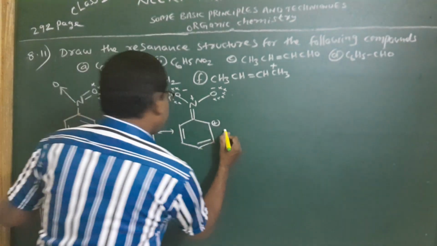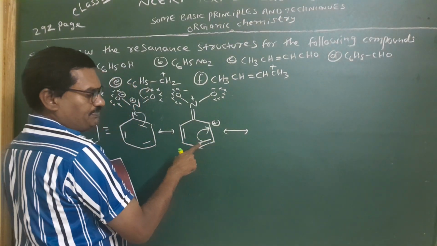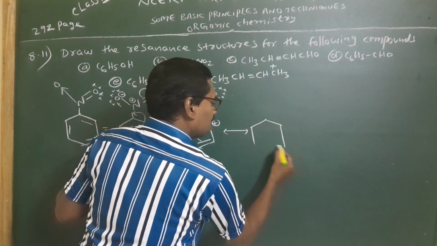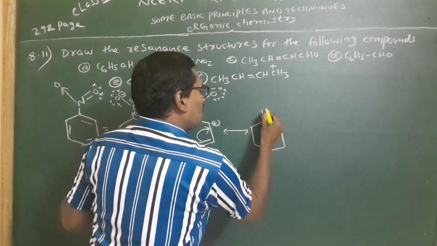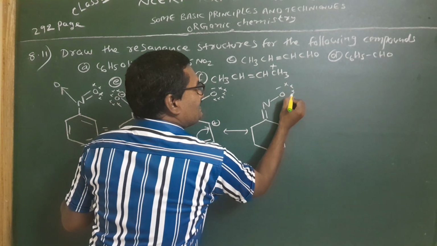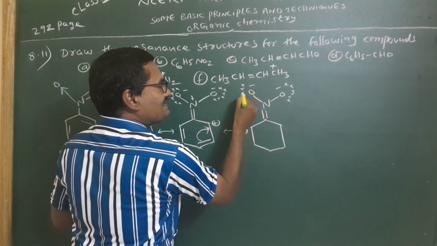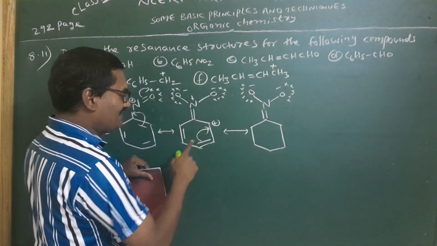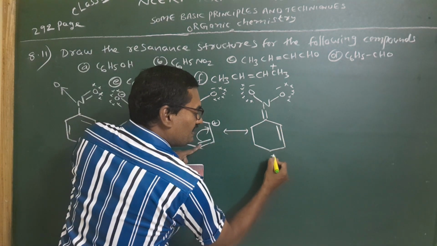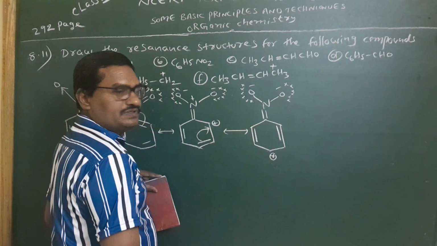Next one, this pi bond converts into this place. So the structure is: double bond N O minus, 6 electrons. Similarly another oxygen minus, it contains 6 electrons. So this electron shifts into this place. So the pi bond comes to this place. So next one, it is the pi bond.